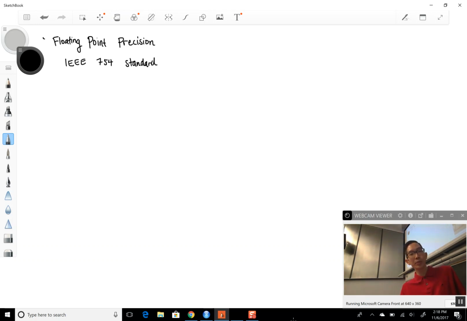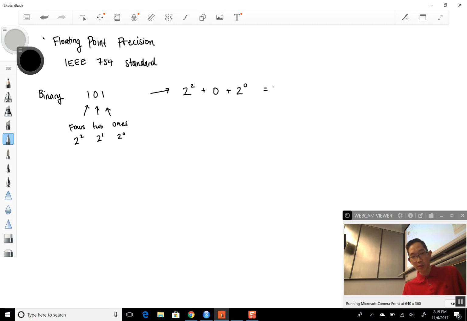As we know, in the computer we store values using binary. If we want to express the number 5, we would write 101. This is our ones place, 2 to the 0. This is the 2's place, 2 to the 1. And this is the 4's place, 2 squared. So this corresponds to 2 squared plus 0 plus 2 to the 0, which is 4 plus 1, and that's the number 5. So these are binary numbers.